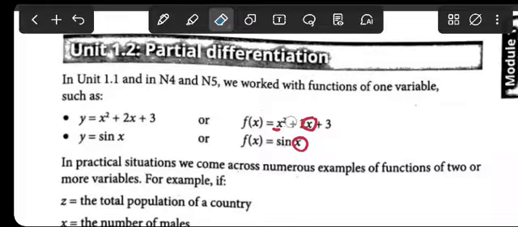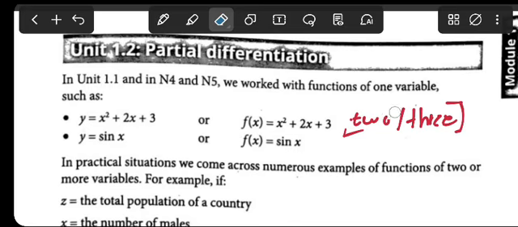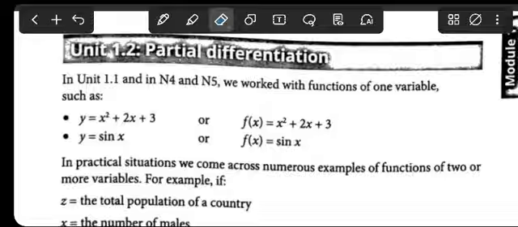Now in N6 level we'll be introduced to two, even three variables, sometimes maybe four, but often it's two up to three, right? We'll be introduced to such variables.